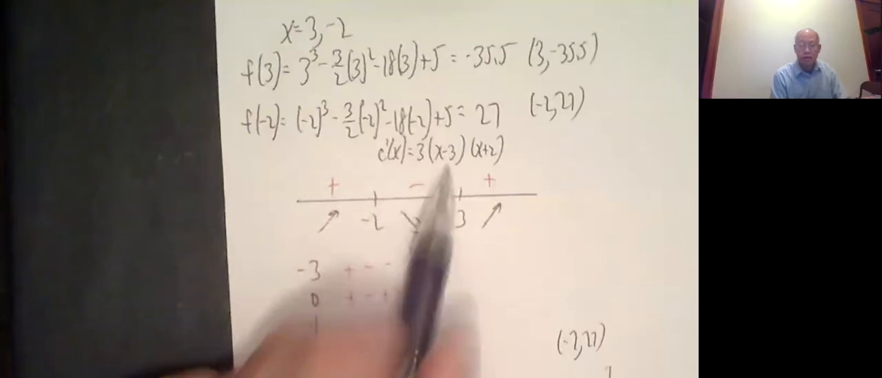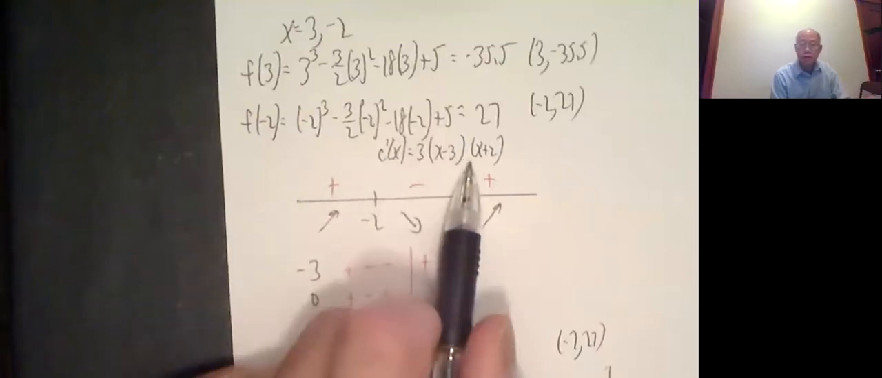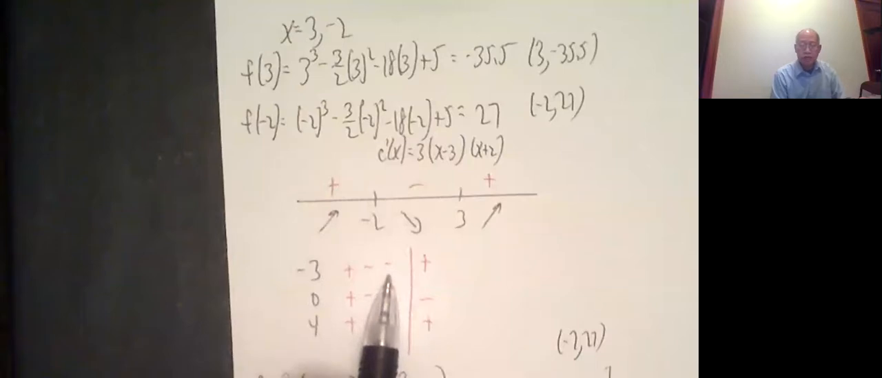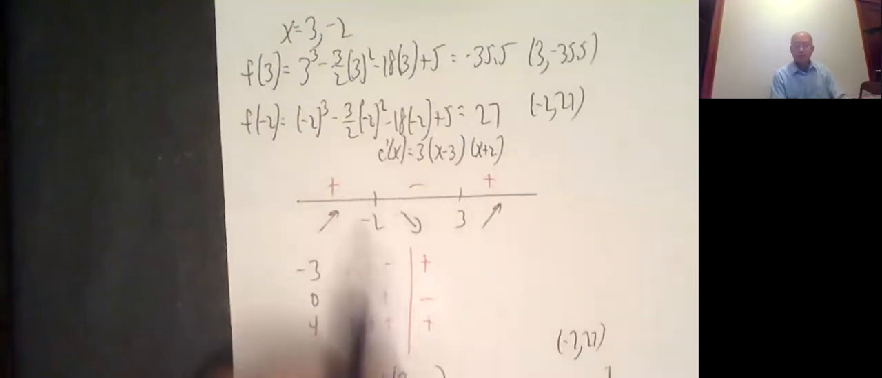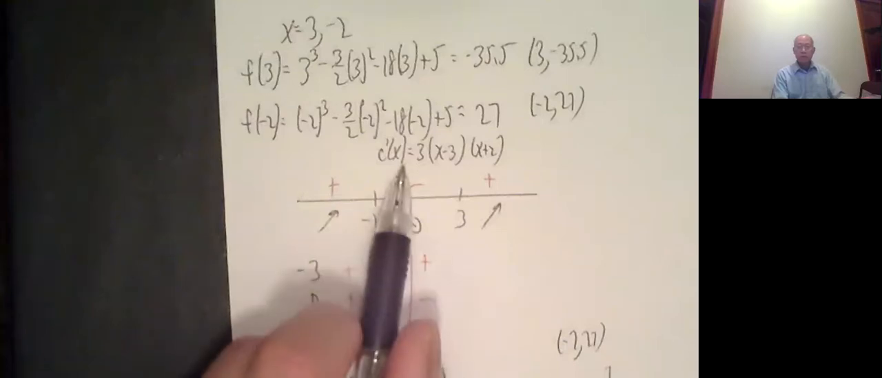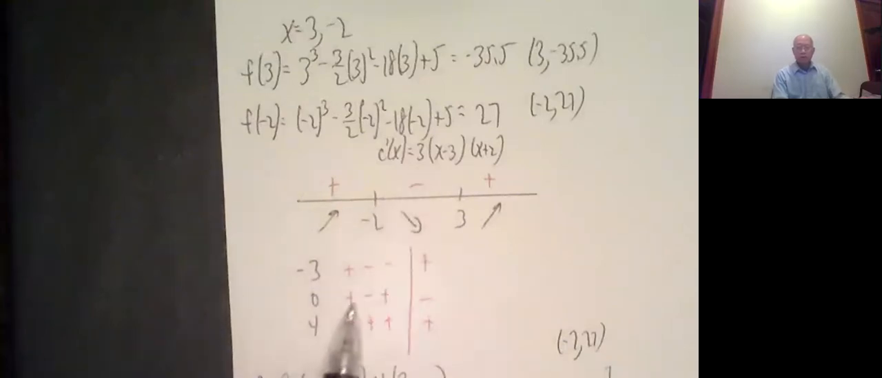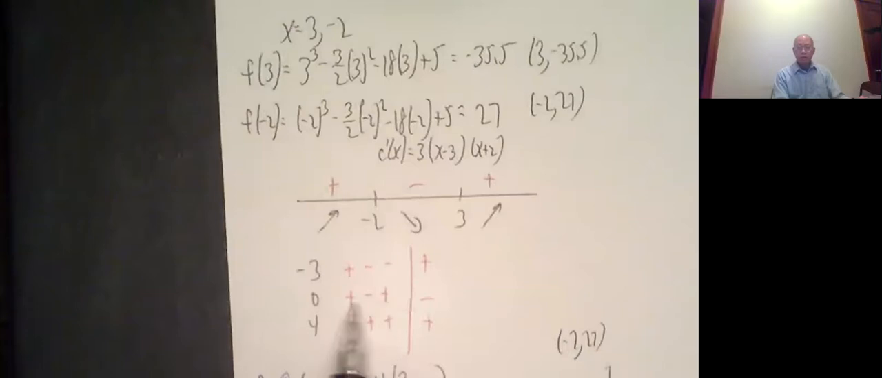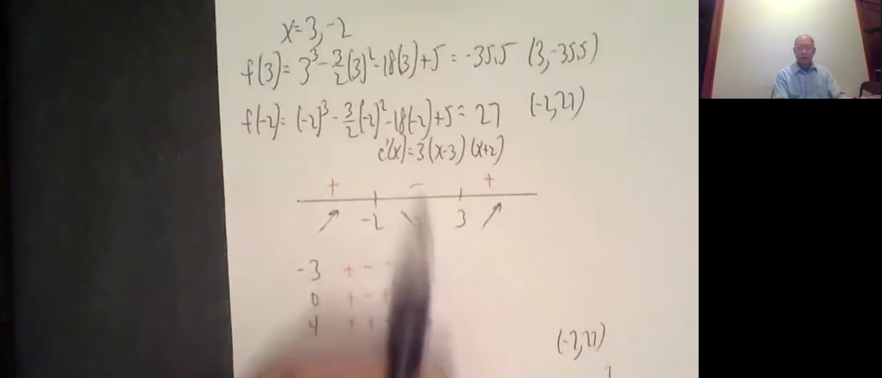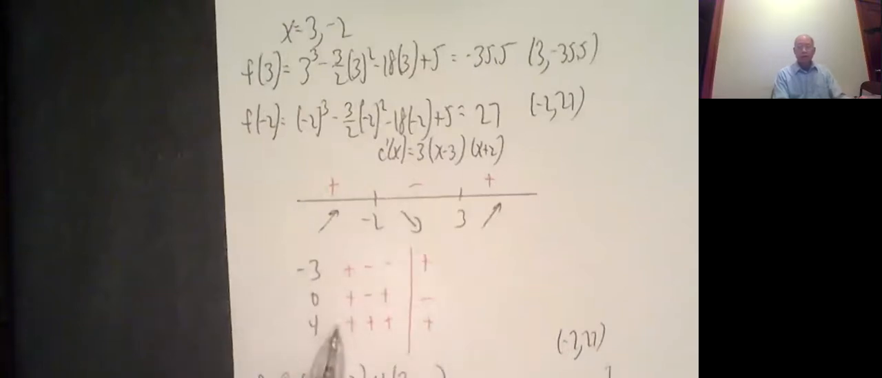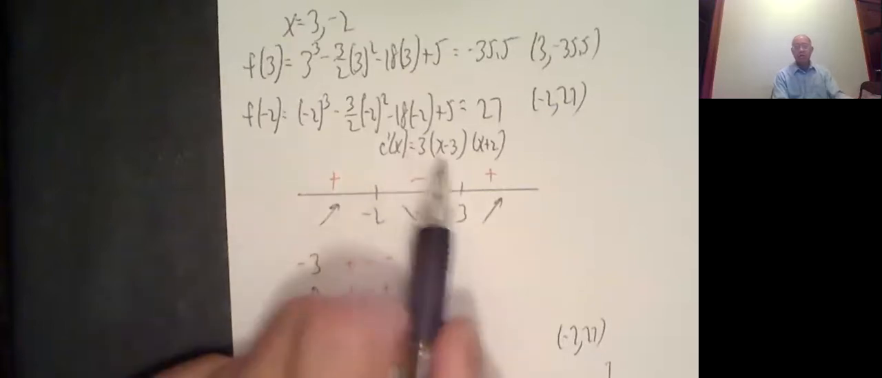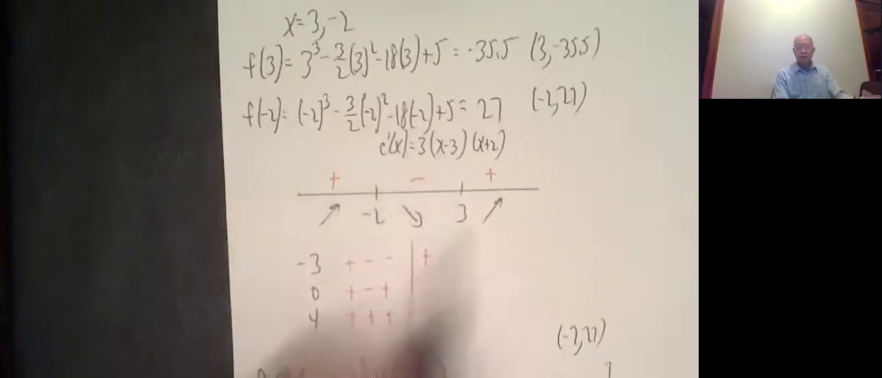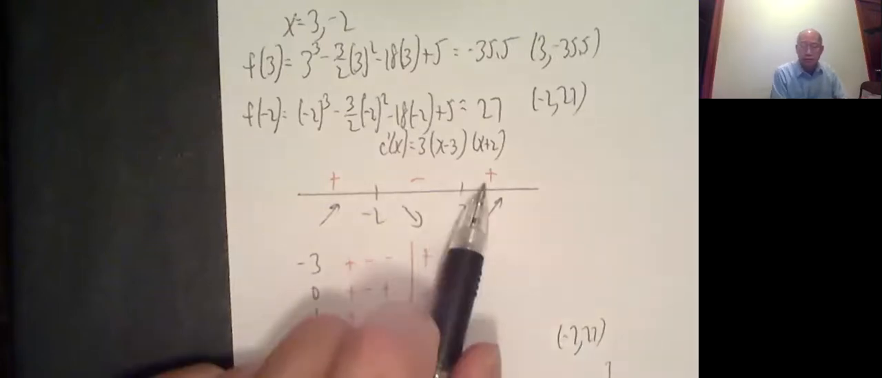Plug in negative 3. Negative 3 minus 3, negative. Negative 3 plus 2, negative. Positive times a negative times a negative, positive. 0. 3 is positive. 0 minus 3 is negative. 0 plus 2 is positive. So I have 1 negative. That makes the whole thing negative. Finally, 4. Everything is positive. 3 is already positive. 4 minus 3, positive. 4 plus 2, positive. 3 positives multiplied together, positive.